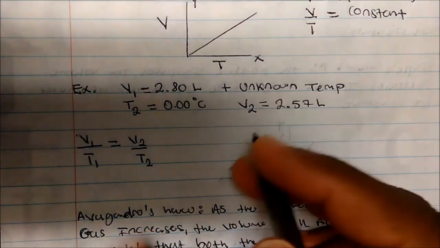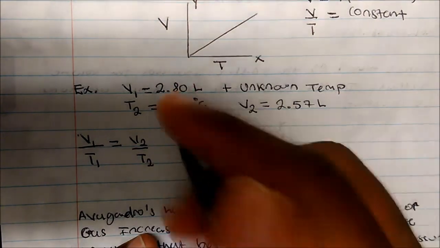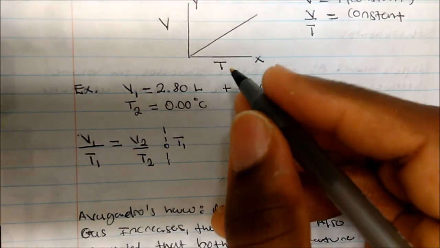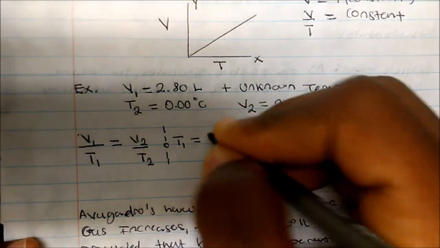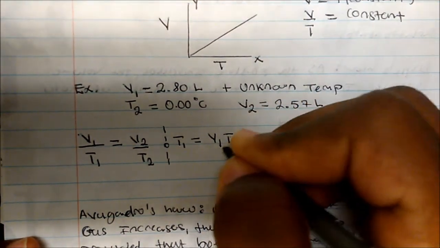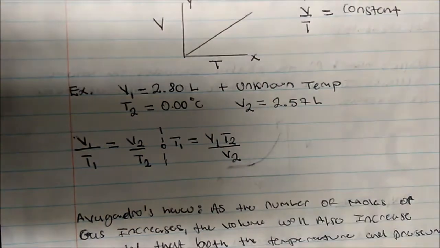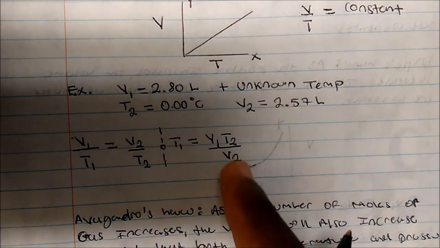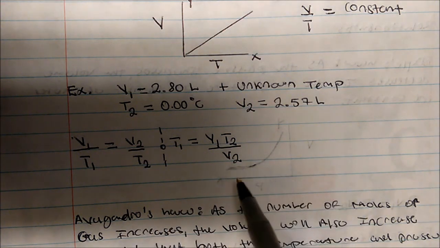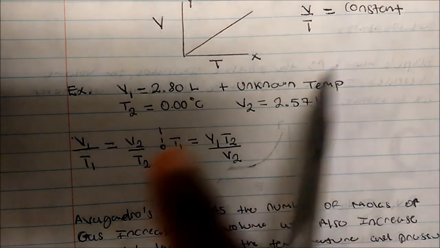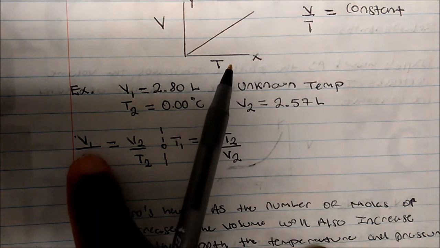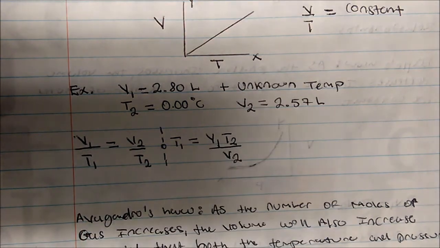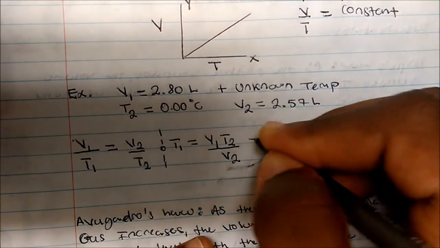Okay, so if I rearrange this equation to solve for T1 using algebra, then we're going to get T1 to be approximately V1 times T2 divided by V2. Okay, and for those of you who did not see how I got that, all I did was rearrange the equation using algebra to get this T1 here. And then as you can see, this now becomes a matter of plugging in.